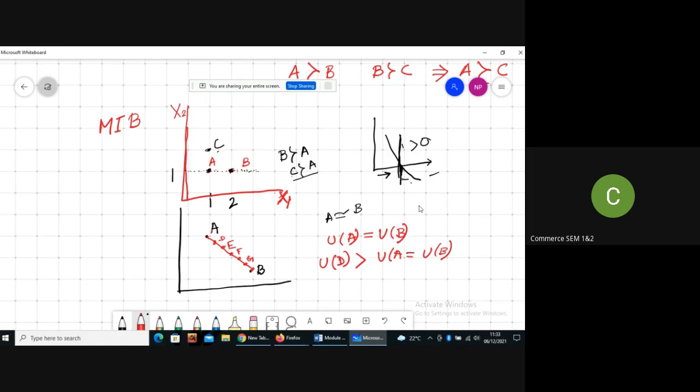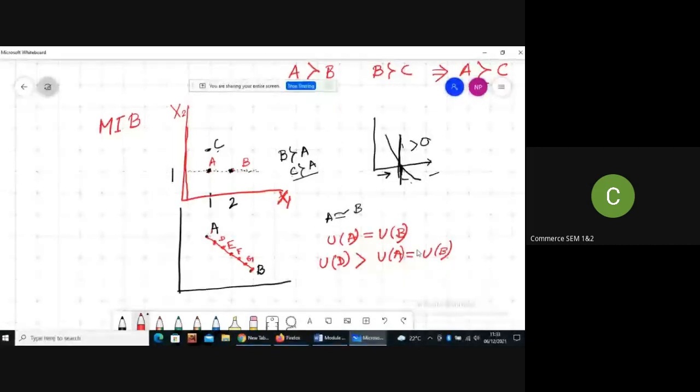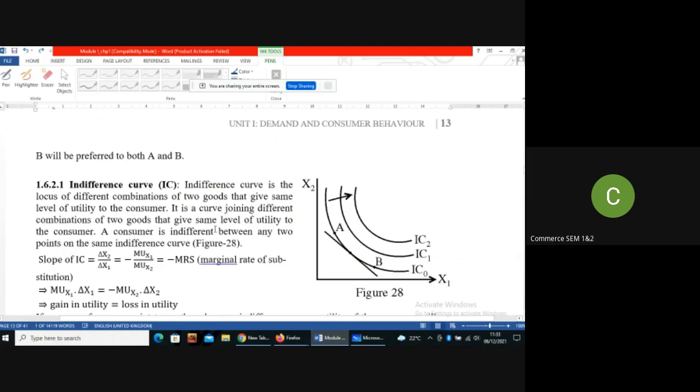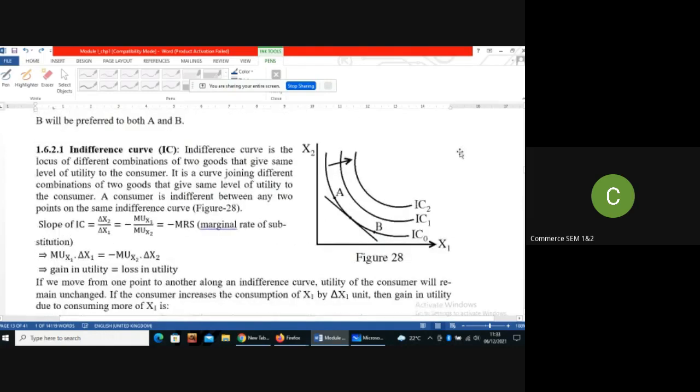Sir, if utility at B and A are equal, then why will the utility at D be greater than the utility at A? That's why you call it convexity. I'll explain it a little more after I speak about the indifference curve. For the time being, you assume that any point will give you higher utility. If that is the case, then we call it convexity. So we have the convexity assumption here. Now we talk about the indifference curve.